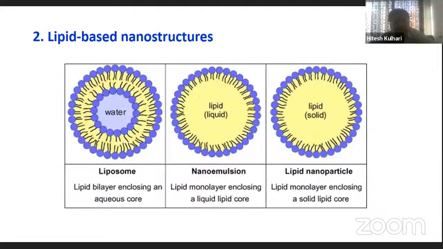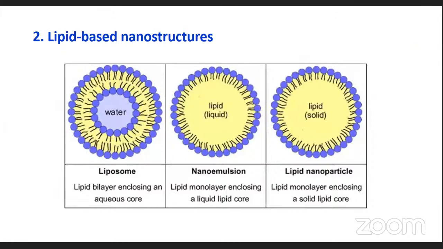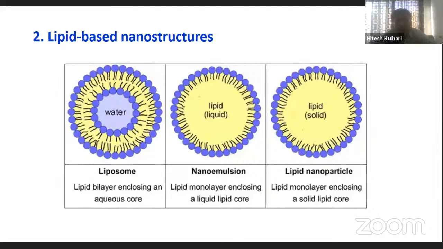Second is the lipid-based nanostructure. We can use lipids. Lipids and polymers are generally used when we use the nanomaterial for biological applications, because they are highly biocompatible and non-toxic materials. If you want to use the nanoparticles for biological applications, then your nanostructure should be biocompatible. It should not be toxic.